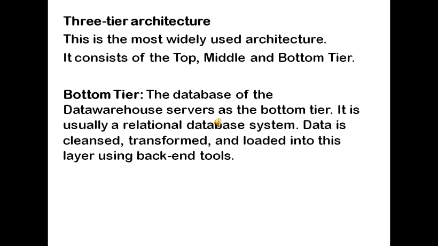Now the three-tier architecture is the most widely used architecture right now. It consists of three different tiers. Generally we call them the top tier, the middle tier, and the bottom tier.